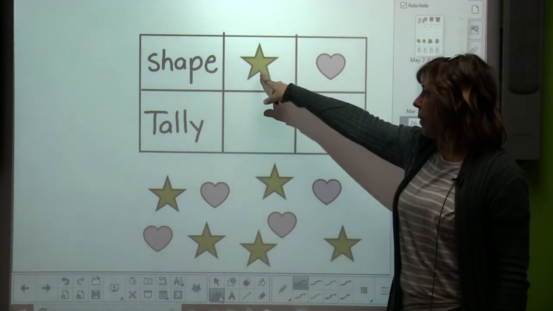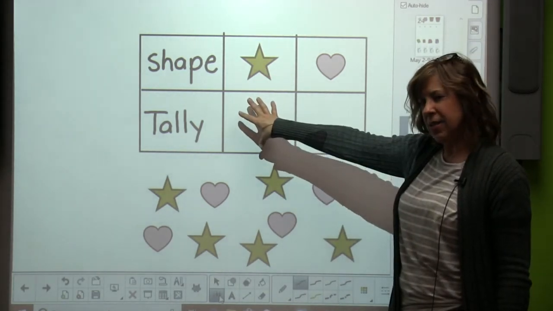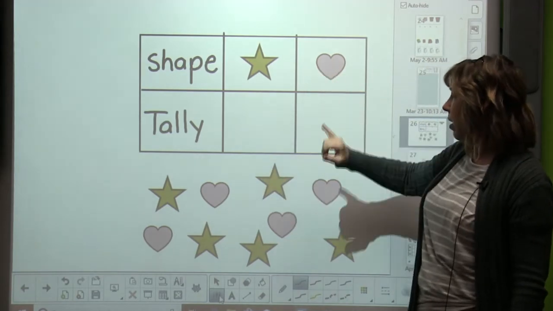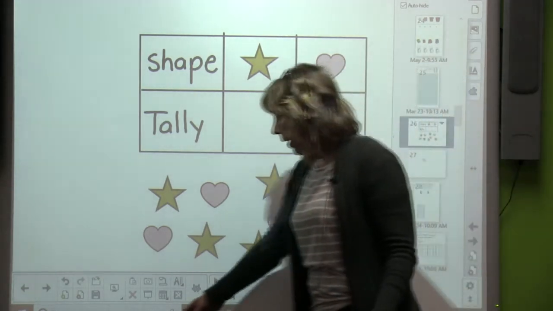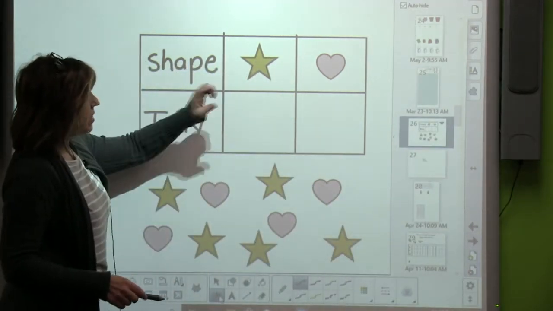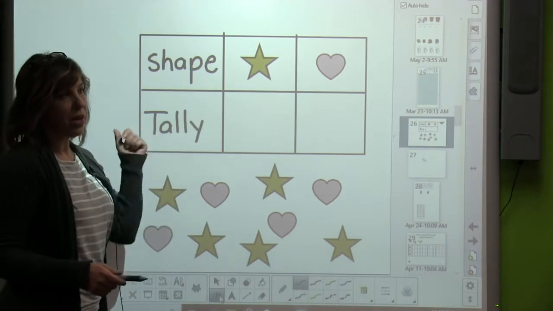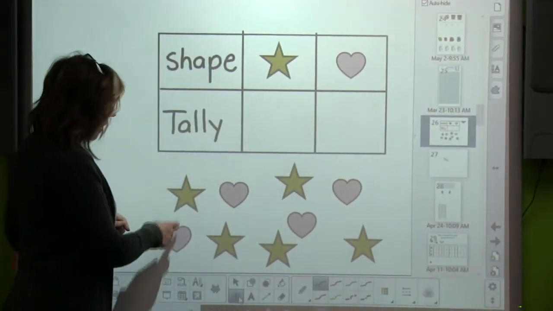So we're going to count how many stars there are and put tally marks to represent how many stars there are, and then we're going to count hearts, and we're going to make tally marks to represent how many hearts there are. Okay, so that's what we're going to do. So let's start by counting stars. This is our tally chart. This is called a tally chart. Okay, let's count stars. Ready?